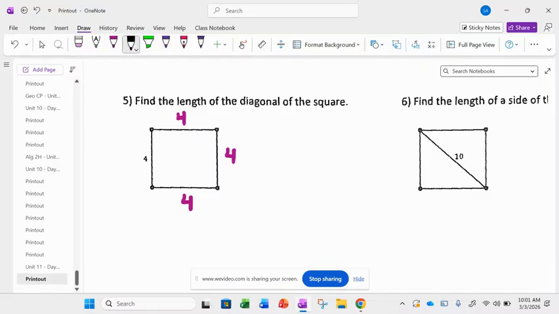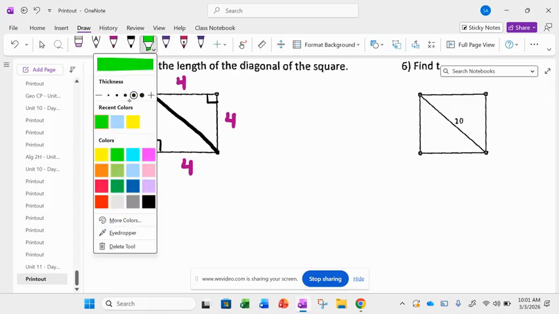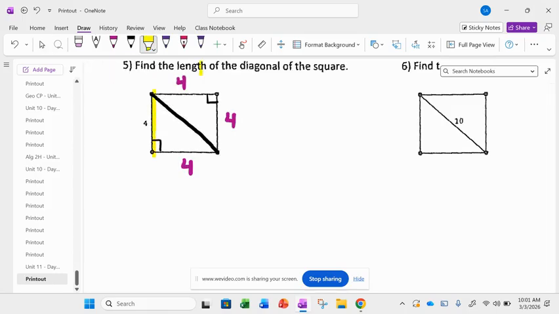And then it says find the length of the diagonal. Well, I don't have a diagonal, so I need to draw one. And the last thing I have to remember about this square is that all the angles are what kinds of angles? Right angles. Perfect. So now for me to find the length of the diagonal, I'm going to use one of these right triangles. Doesn't matter which one you choose. And I'm going to redraw it.